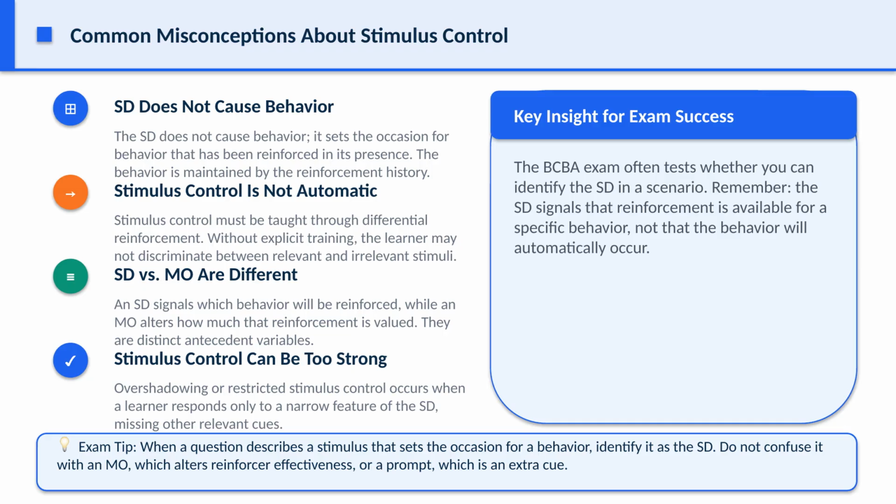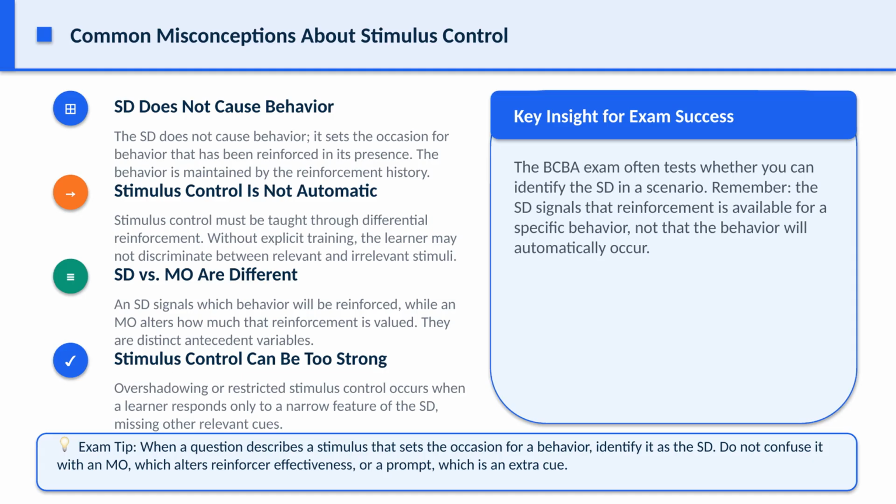Stimulus control is a foundational concept for the BCBA exam, and it's critical to clear up common misconceptions that often trip up candidates. First, an SD does not cause behavior. It merely sets the occasion for a response that has been reinforced in its presence. The behavior itself is maintained by that reinforcement history, not the antecedent alone. Stimulus control is not automatic. It must be systematically taught through differential reinforcement, meaning the learner only responds correctly after explicit training that distinguishes relevant from irrelevant cues.